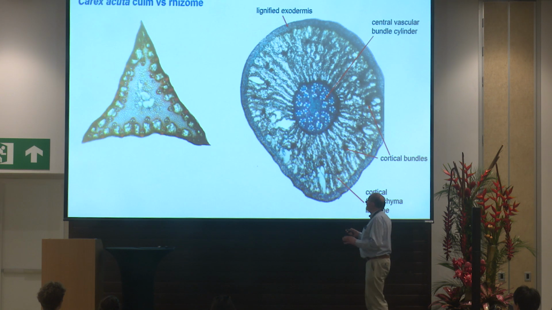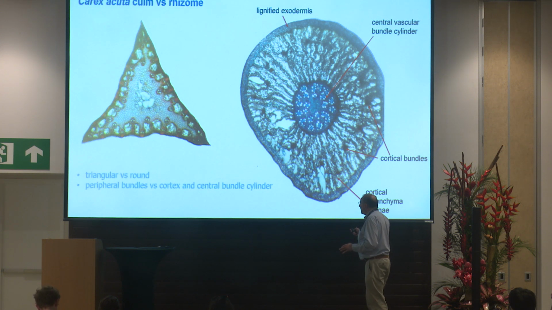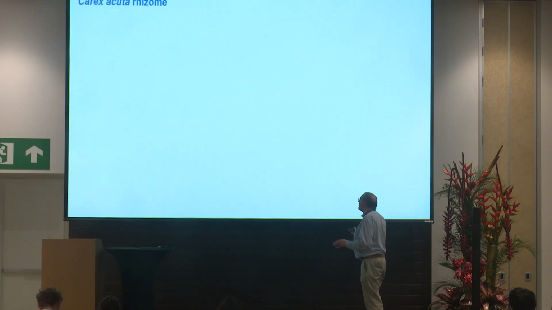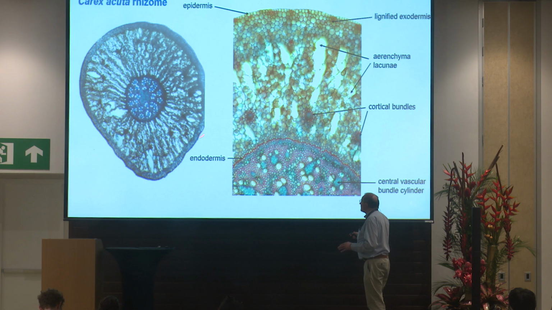So, Carex acuta: here's the culm, and here is the rhizome. The culm is triangular, the rhizome is round. The rhizome has a clear central vascular bundle cylinder. There are cortical bundles, which I will show later on in more detail. And so this is the Carex acuta rhizome.